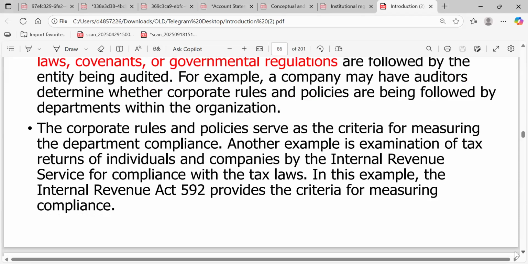Another example is GRA, the examination of tax returns of individuals and companies by the Internal Revenue Service, which we now call GRA, for compliance with the tax law. So GRA can carry out a compliance audit to see whether the entity has actually complied with provisions in the tax law. So it is termed as a compliance audit.